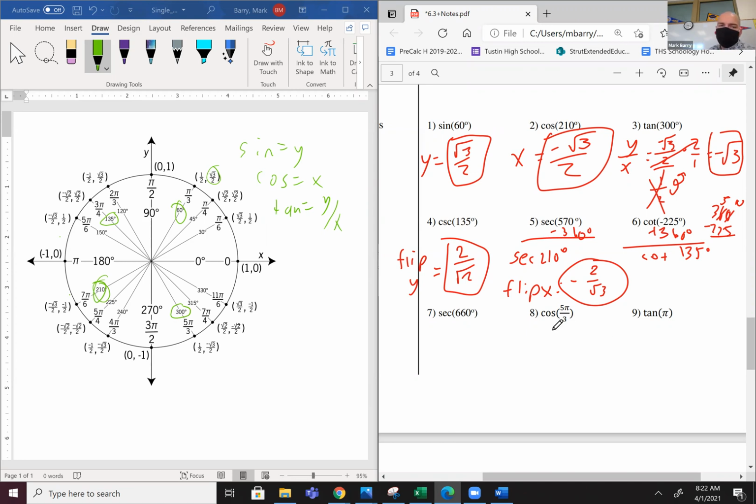Is 135 on the unit circle? You're gosh darn right it is. It is back over here in the top left. We've actually already used it as well here. All right, so we know that cotan is actually x over y. And so that is going to be negative rad 2 over 2 over rad 2 over 2.